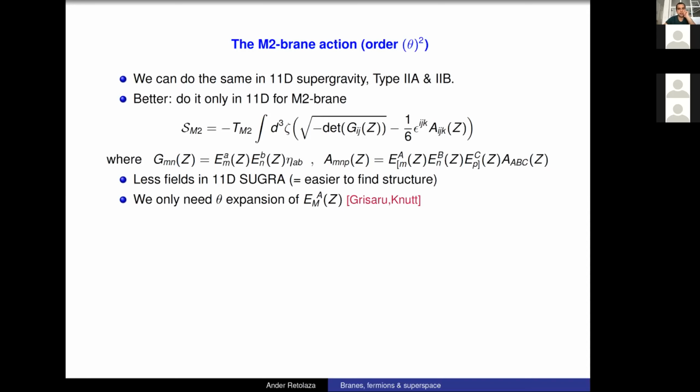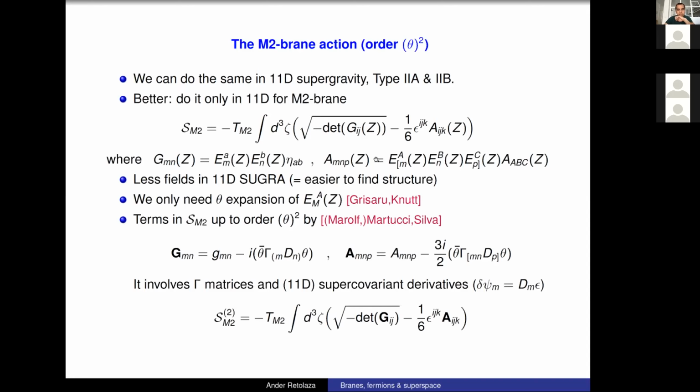Okay, let's start computing the M2 brane action to order 2. You can take the approach that I told you before. You can use the normal coordinate expansion, obtain the theta expansion of the super vielbeins up to order 2, and with those, you compute the metric, you compute this 3-form. You compute the corresponding expansions, so you have the product of superfields, and you make the expansion of those superfields. And what you see is precisely that you can write the action in terms of these combinations of fields.